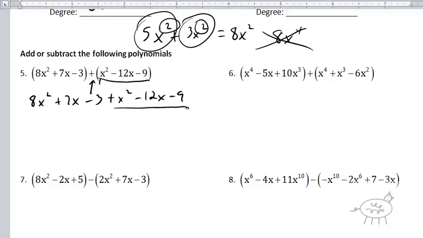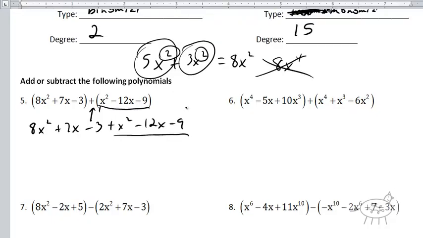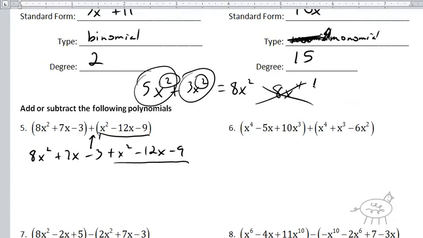And then what you're going to do is you're going to combine like terms. So a like term, that's kind of a good thing to know. Let's write that down. A like term basically has the same variable and the same exponent.